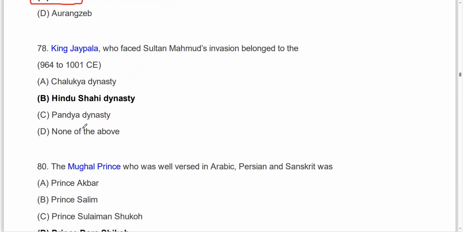Moving on, King Jayapala, who faced Sultan Mahmud's invasion, belongs to the Hindu Shahi dynasty. Jayapala is the ruler of the Hindu Shahi dynasty, who ruled from 964 to 1001 CE and faced Sultan Mahmud's invasion.